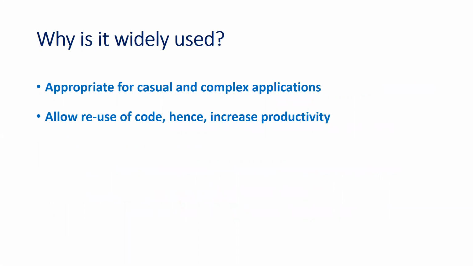So why is it widely used? Because it is appropriate for casual, that means trivial, and complex applications as well. It also allows reuse of code, hence increased productivity. How it reuses code, we will see while we do some implementation. In short, a parent class can be used for various subclasses. So it will increase the reusability of the code. So we do not need to write the same code multiple times.